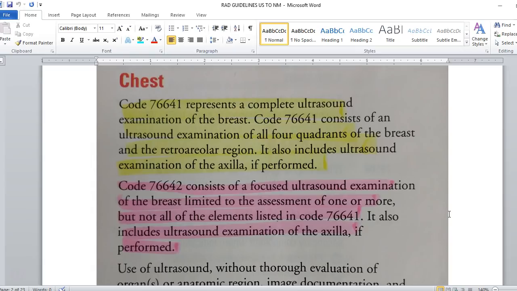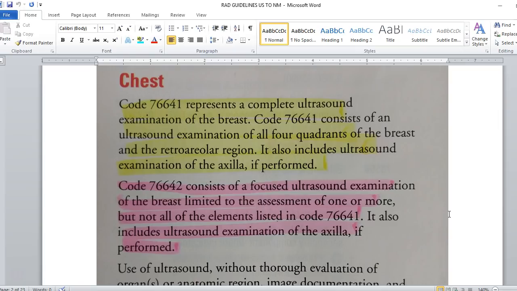So as we go through, we can see they're separated out by anatomic site. The first is head and neck, which doesn't have any guidelines. The second is the chest. And again, the differences between the complete and the focused or limited.